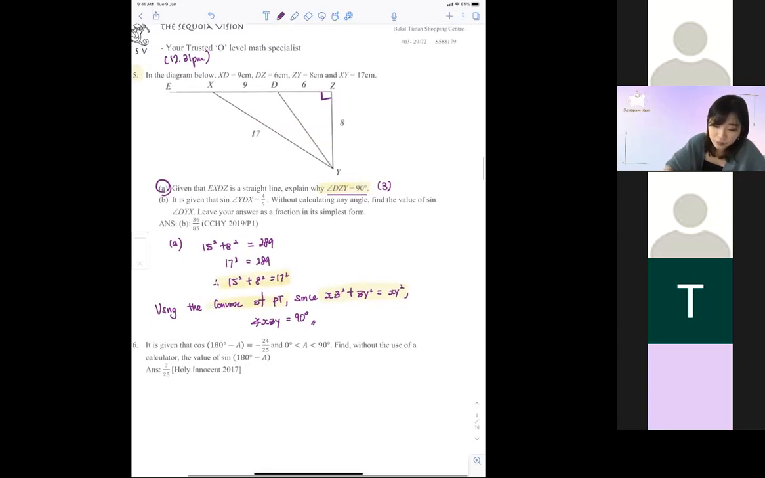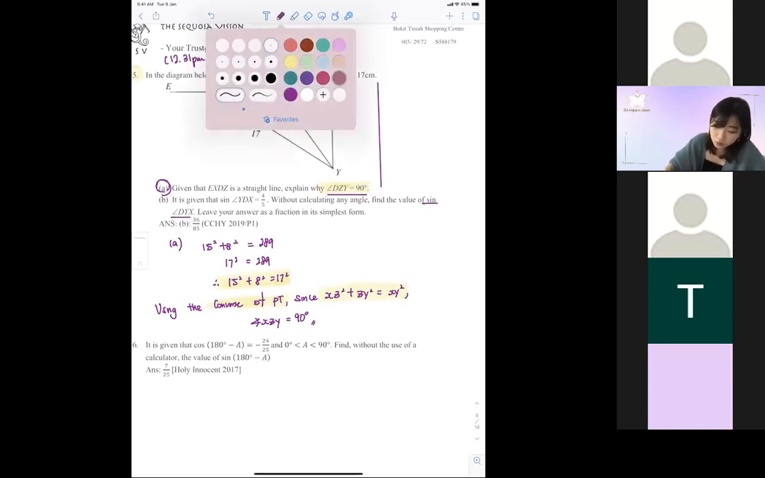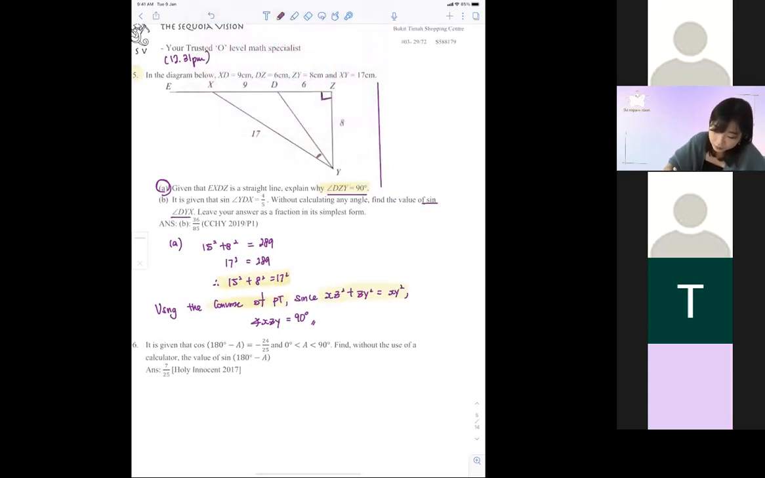Okay, I'll move on to part B first. Later on, I'll let you finish copying. So when you do part B, look for the angle that you're looking for. You want sine DYX. So DYX is here. I told you before, always check if the angle is in a right-angled triangle. In this case, the angle you're looking at is not in a right-angled triangle. So every time when it's not, I ask you to find the neighbor.